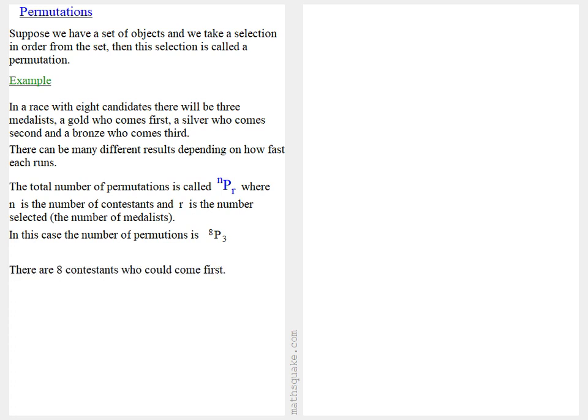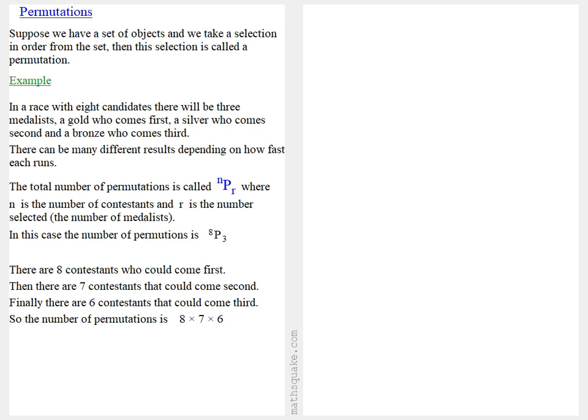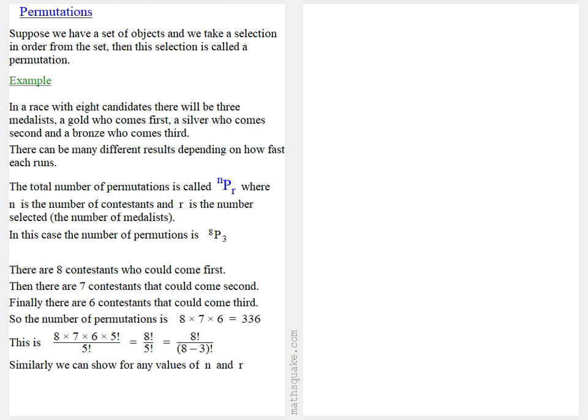There are 8 contestants who could come first. There are then 7 contestants who could come second, and finally there are 6 remaining contestants that could come third. So the number of permutations is 8 times 7 times 6, which is 336. Now this is 8 times 7 times 6 times 5 factorial over 5 factorial, or 8 factorial over 5 factorial, or 8 factorial over (8 minus 3) factorial. Now similarly, we can show for any value of n and r, nPr is equal to n factorial over (n minus r) factorial.